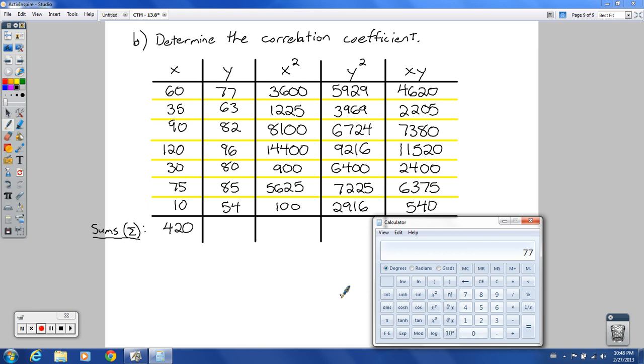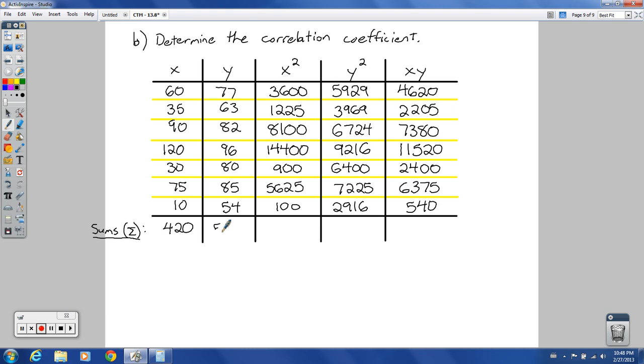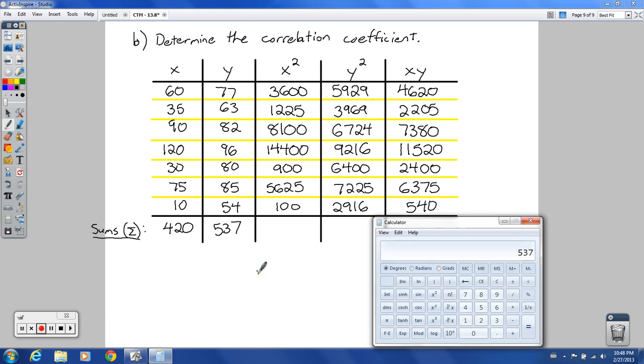Now we're going to add 77 plus 63 plus 82 and keep going with all those y values. And some double checking, that looks good to me. Got it all there. 537 is what that is. Now I'm going to sum up the x squared values. 3600 plus 1225 and so on.